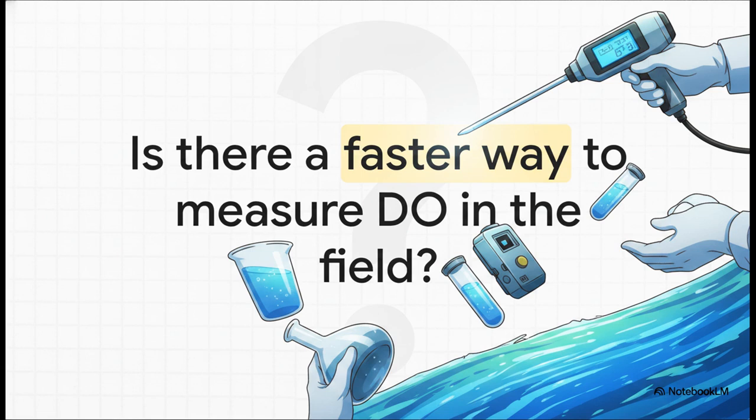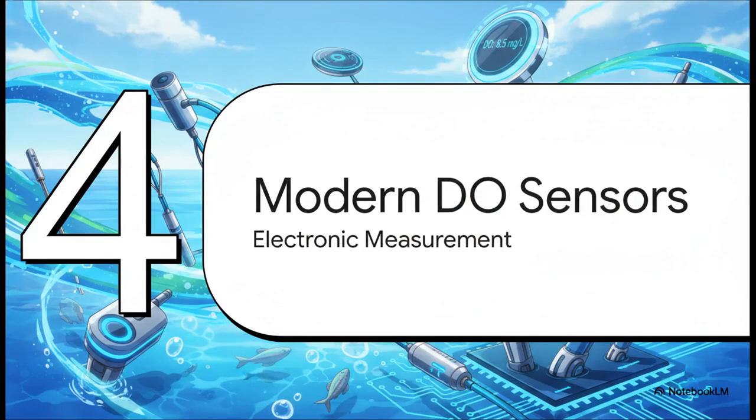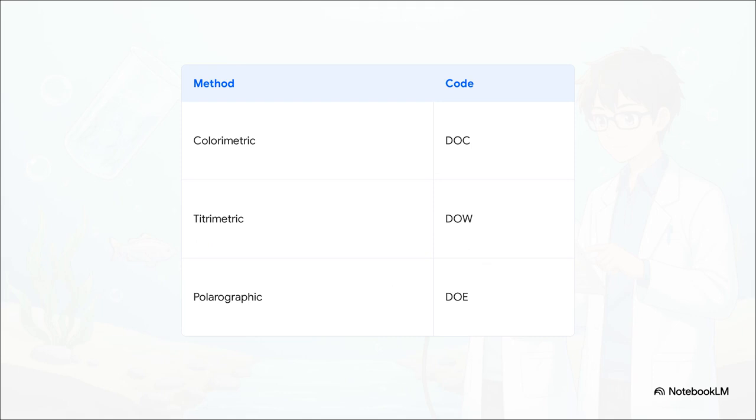Is there a faster, less chemically intensive way to measure DO out in the field without hauling around a heavy crate of fragile glass bottles and corrosive acids? Thankfully, yes. Welcome to Section 4, Modern Dissolved Oxygen Sensors. We have officially entered the era of advanced electronic instruments that have completely revolutionized environmental monitoring and continuous wastewater treatment operations. You can think of this like a data quality management method menu recognized by environmental agencies.